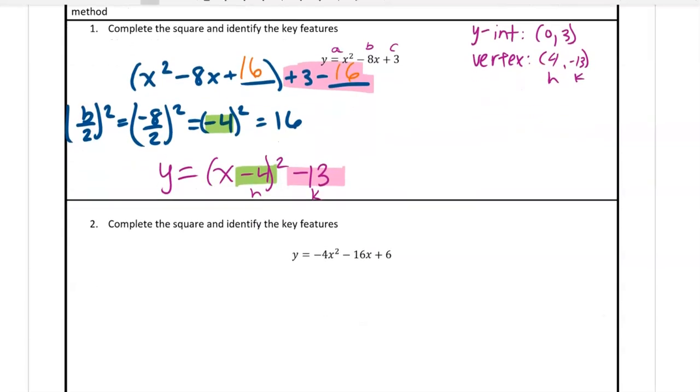All right, so this one we have an a value of -4, so we do need to factor that out from the first two terms. Now that -4 doesn't just disappear, it hangs out in front.